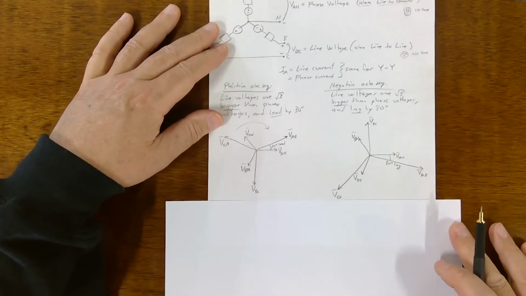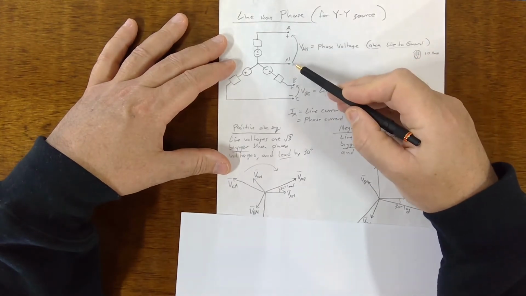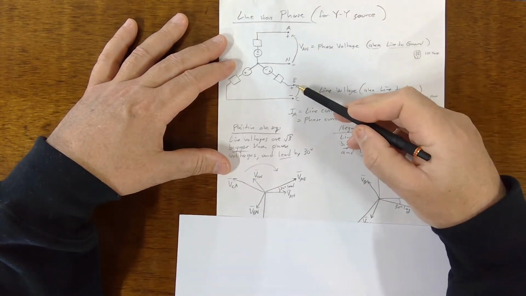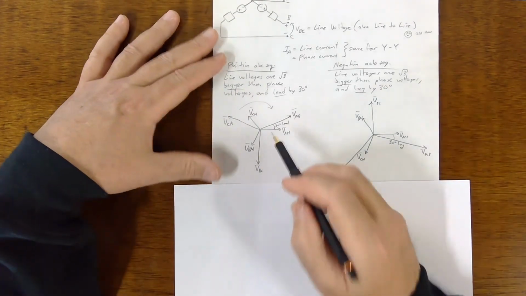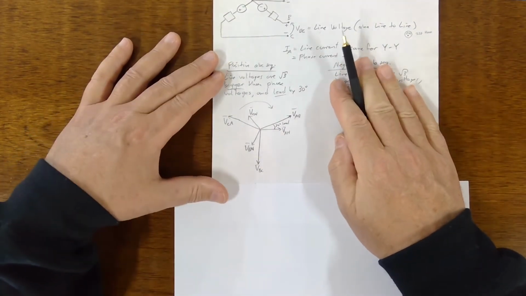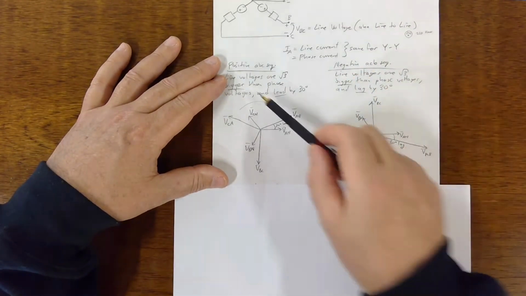So this is the relationship of the voltages, the phase voltage, neutral to peak, and the line voltage, line to line, in the phase diagram. Okay, we're not going to do this negative sequence. We're going to do positive sequence.